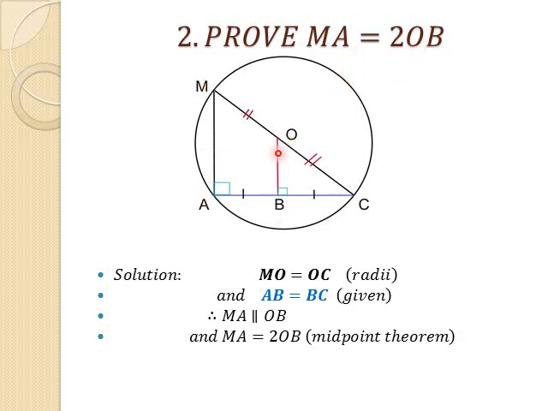Now in problem 2, they want us to prove that MA equals 2 times the length of OB. So again, according to midpoint theorem, I can state MO equals OC, BC equals AB. Therefore, MA is parallel to OB. At the same time, that means MA would be twice the size of OB, midpoint theorem. So the midpoint theorem not only states that those two are parallel if they are equal to each other, but at the same time that this line must be twice the length of the shorter line.